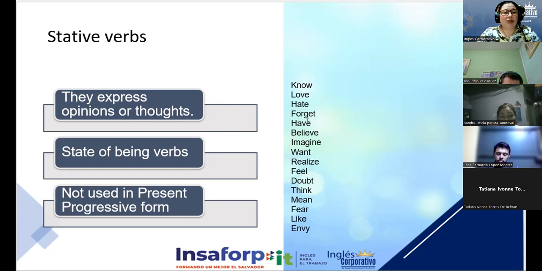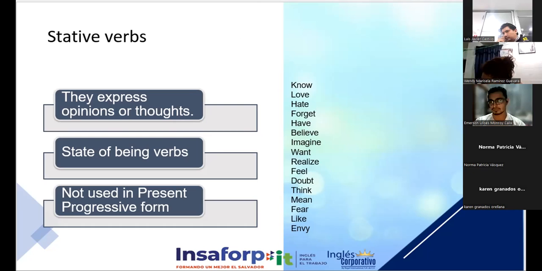I forget. No puedo decir I'm forgetting. I forget or I forgot in the past. Pero I'm forgetting, it sounds kind of strange, ¿ok? Tal vez ahorita pensemos, sí, ok, pero ¿cuándo vamos a saberlo? Lastimosamente, es con el uso, ¿ok? Por lo menos ahora ya estamos advertidos de que existen este tipo de verbos, que no se usan en el presente progresivo y probablemente ustedes nunca los van a escuchar de esa manera.